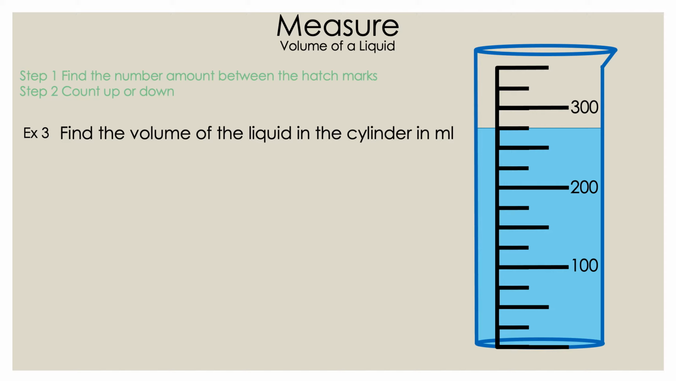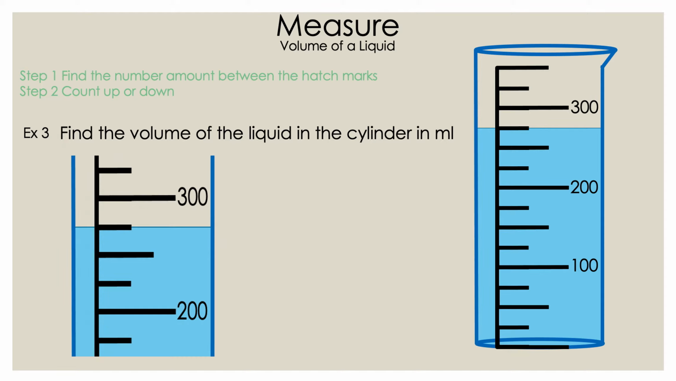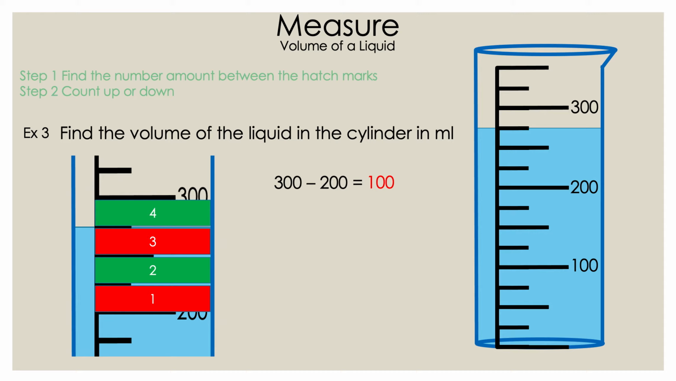Now let's take a look at example 3. Find the volume of the liquid in the cylinder in milliliters. Let's zoom in. Now we're going to subtract the two numbers, 300 minus 200, which gives us 100. The next step is to figure out how many sections are in between the two numbers. So we have 1, 2, 3, and 4. Okay, so we have 4 sections.